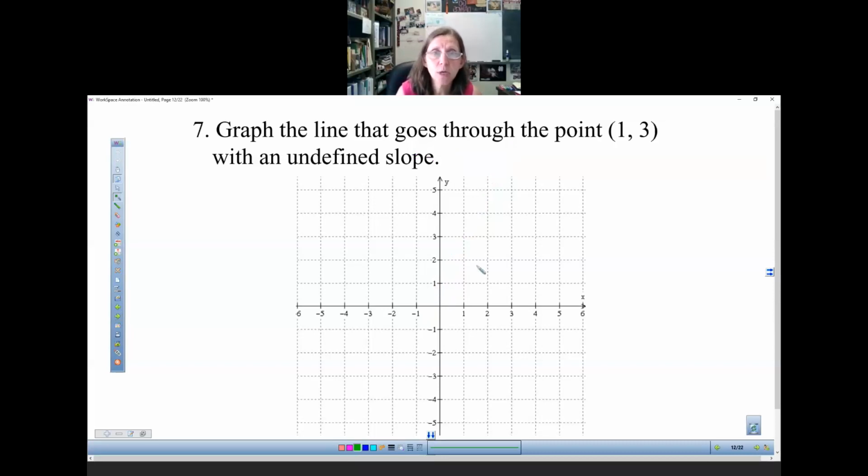So, next one. Graph the line that goes through this point and has an undefined slope. Okay. Somebody tell me what kind of line has an undefined slope? Goes up, goes down, is horizontal, or is vertical with an undefined slope? Undefined slope. Rises, falls, vertical, horizontal.